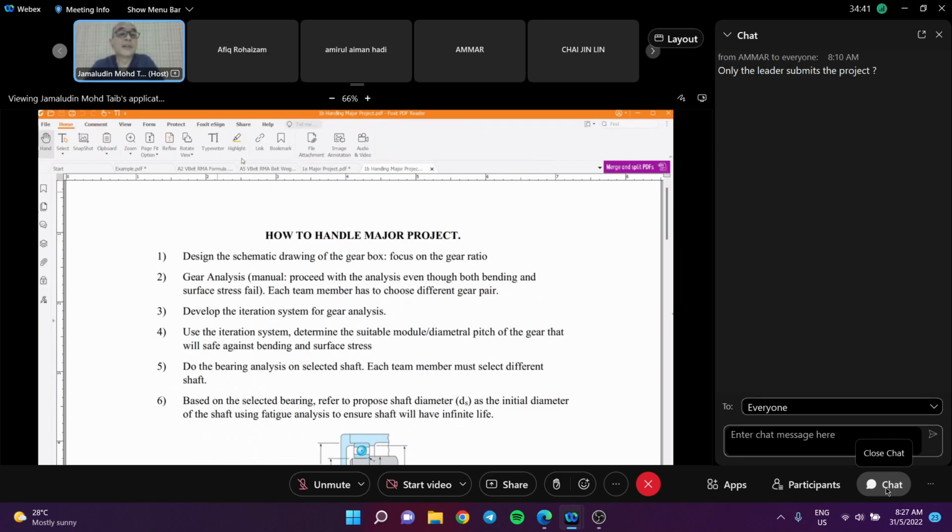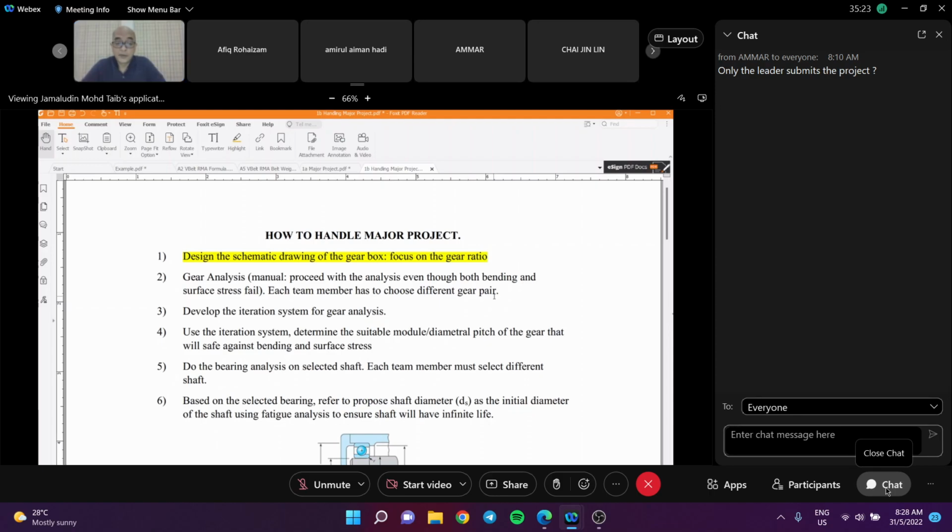Right. Design the schematic drawing of the gearbox, focusing on the gear ratio. That's the first part. Then you do the second part, which some of you may have done and some of you have not. Gear analysis, manual: proceed with the analysis, even though both bending and surface fail, you still have to choose a different gear pair. If you choose the same gear pair, start with a different module. Check the interference, the bending and the surface. Not to worry, if bending fails, just proceed with the analysis. No need to worry, because after that you develop the traction system for the gear analysis.